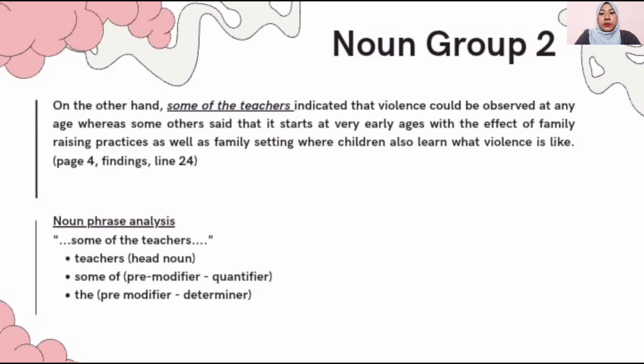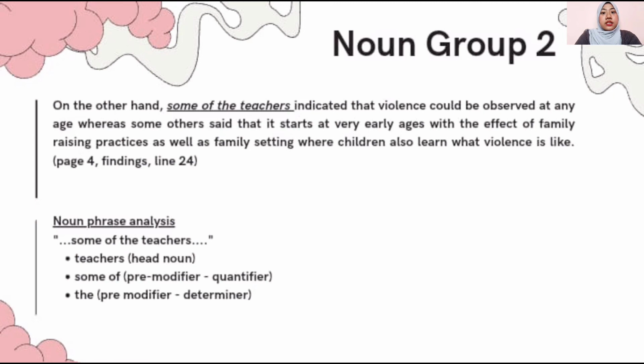On the other hand, some of the teachers indicated that violence could be observed at any age, whereas some others said that it starts at very early ages with the effect of family raising practices, as well as family setting where children also learn what violence is like. For the noun group analysis, it can be concluded that the noun group identified in this sentence is some of the teachers.